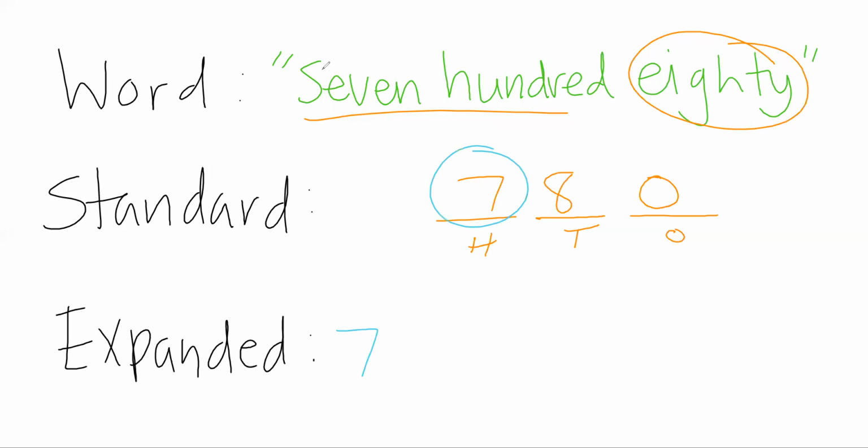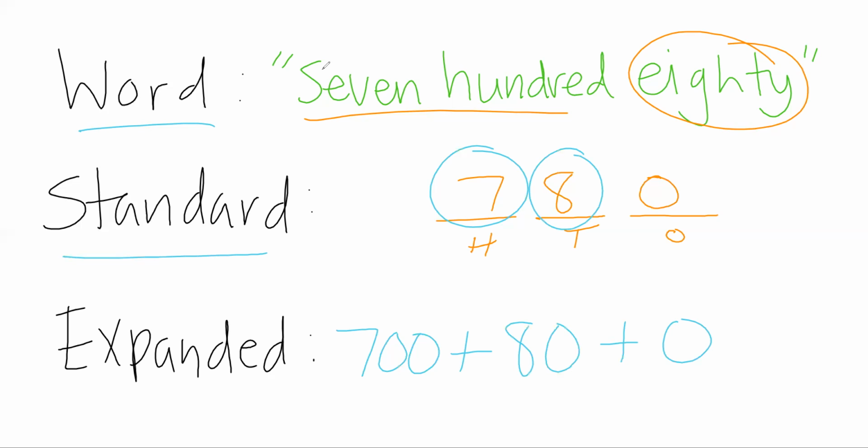Now, if we're going to expand this out, well, that's 700 plus 80 plus 0. And there we have it. Okay. So here is the work that we're doing. This idea of how can we write these words in their 3 different forms? How do we read them? How do we write them in these 3 different forms? Meaning word form, so using words, standard form, writing it as digits, and expanded form, where we show the value of each place value.